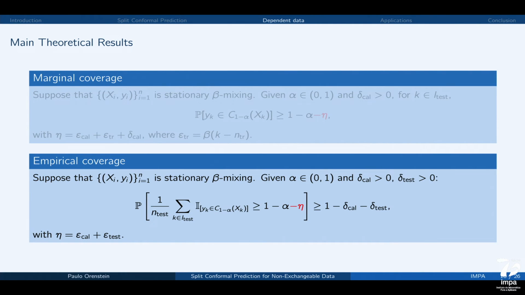That is, suppose that my data is stationary beta mixing given alpha, delta cal and delta test, then the probability that the average indicator that yk is in my set is bigger than 1 minus alpha minus eta can be controlled and made close to 1. Where eta is epsilon cal plus epsilon test. Let me tell you who epsilon cal and epsilon test are.